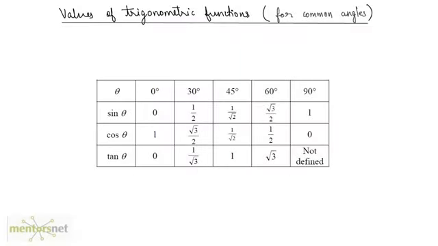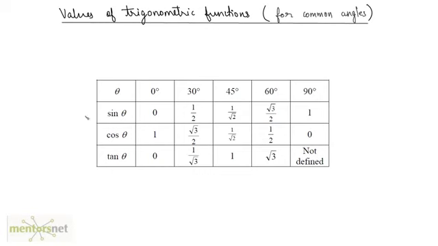So in this video we are going to look at some of the values of trigonometric functions for some common angles, and these angles are 0, 30, 45, 60 and 90 degrees. So from this table, sine of 0 is equal to 0, right? Sine 30 is equal to 1 by 2, sine 45 is 1 by root 2, sine 60 is root 3 by 2, and sine 90 is 1.